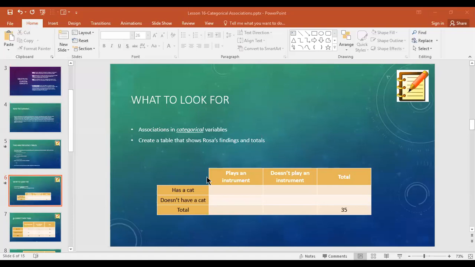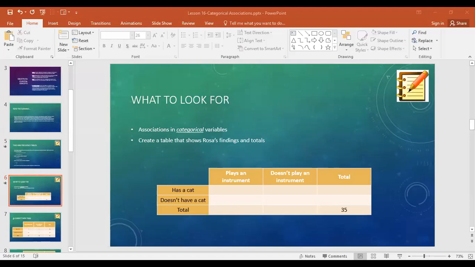The link is on our section 3 page, but I am going to put it in the chat just in case. There you go. In your groups, you will have 5 minutes to read Rosa's scenario. Again, it's on there. As you can see, Rosa's scenario is actually on every single one of these slides.